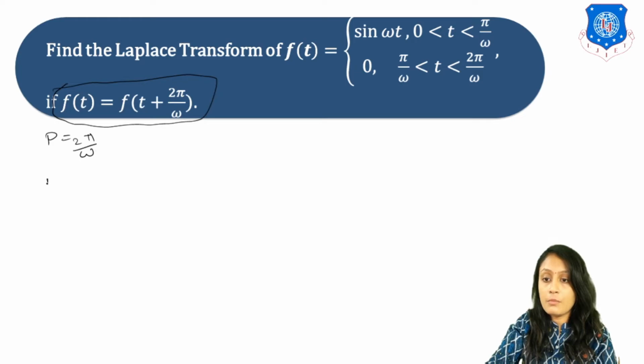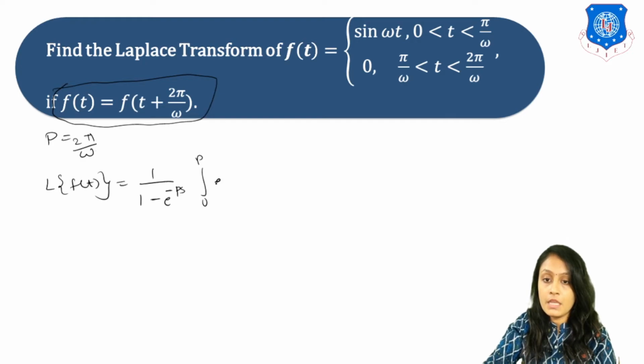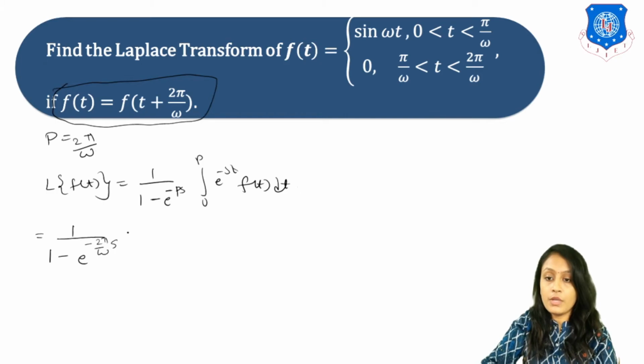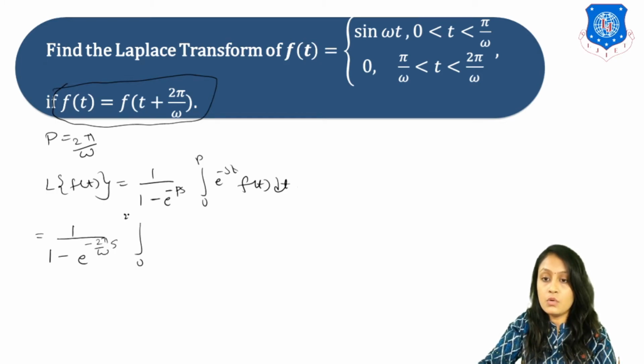Now, the formula to find Laplace transform of f of t, where the function is periodic, is 1 upon 1 minus e raised to minus ps, integration 0 to p e raised to minus st f of t dt. Okay, this is the formula. Now what we have to do, we have to substitute the value and then integrate it. So this is 1 upon 1 minus e raised to, here p is what? 2 pi upon omega. Okay, so minus 2 pi s upon omega. Okay, and here integration 0 to 2 pi upon omega, right, e raised to minus st and f of t dt.